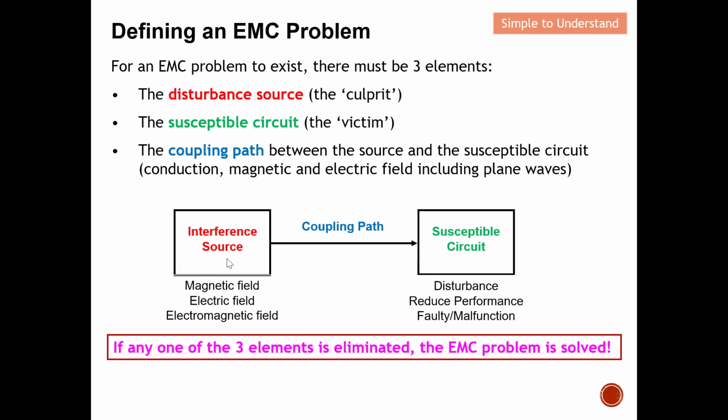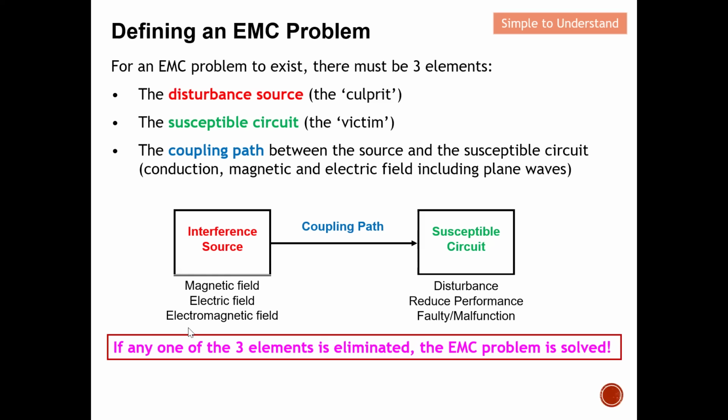You can see from this diagram, this is the noise source, which we call the interference source. It can be either a magnetic or electric field. This is what we call near field. Far field is basically an electromagnetic field. This is the victim. How will the victim be affected? There can be some form of disturbance. They can have reduced performance, or in an extreme case, the device can become faulty and malfunction. Next is the coupling path. You can see how the source reaches the victim through the coupling path.